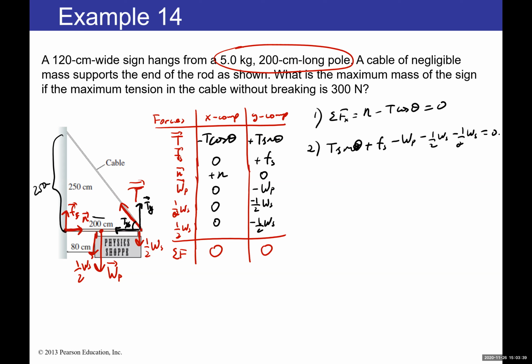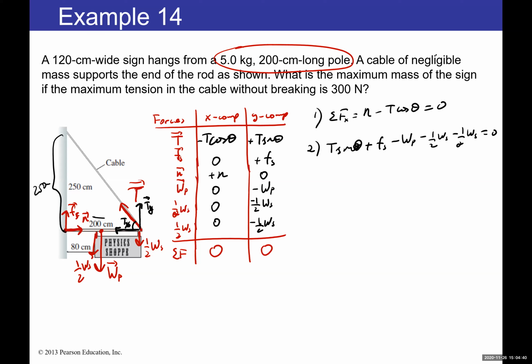Now, remember, my goal here is to find the maximum mass of the sign. That means if I find the weight of the sign, I can then calculate this. But one thing I can see is that unfortunately I cannot do that, because I don't know what the static friction or the normal force are. That's because we're not given the coefficient of static friction for that pole and wall interaction. So we're kind of stuck with these two equations.